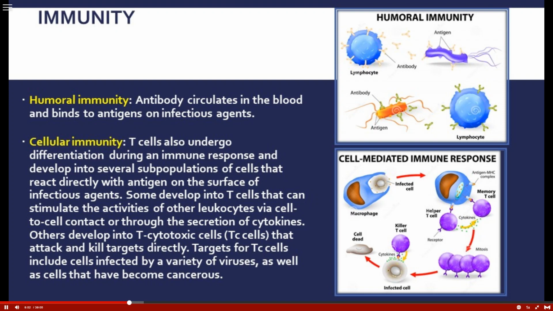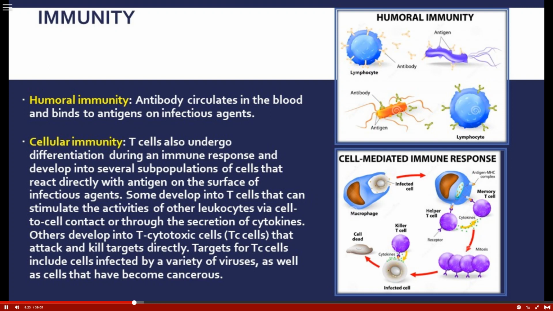So humoral immunity, think antibodies. Antibodies circulate in the blood and bind to the antigen on that infectious agent, all right? Then they're going to destroy the pathogen, and life is good. It does have memory, okay? Let's go to cellular immunity.